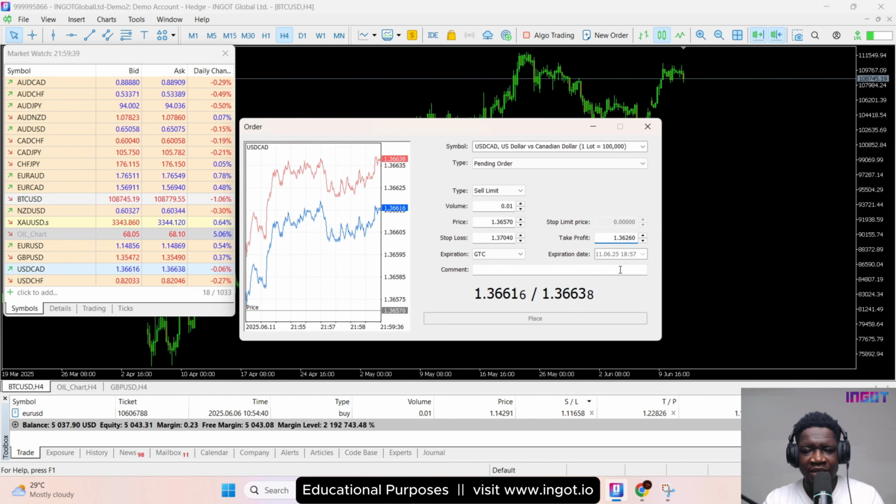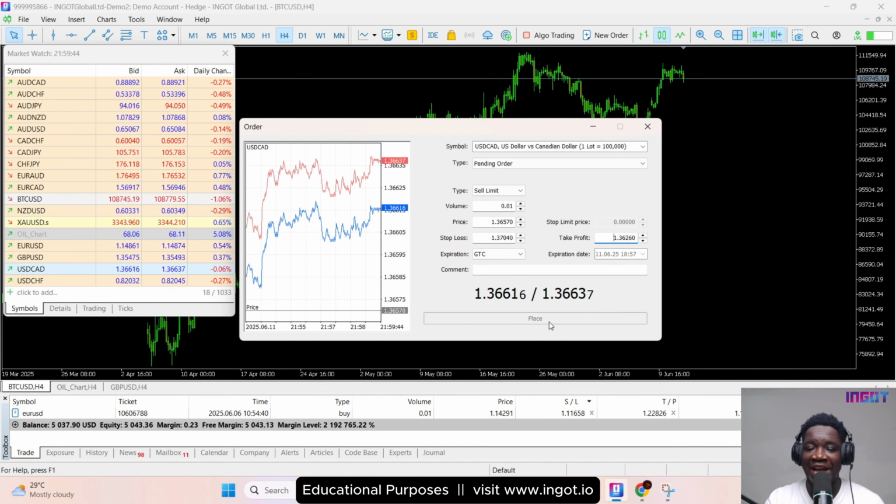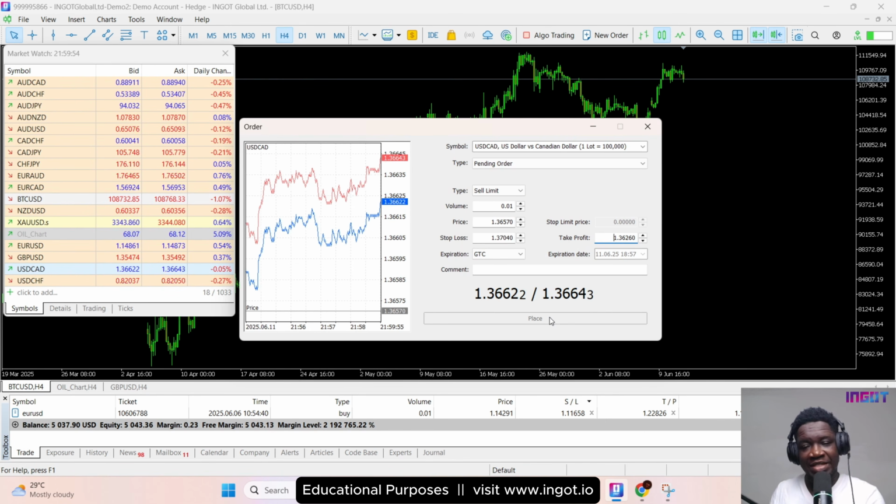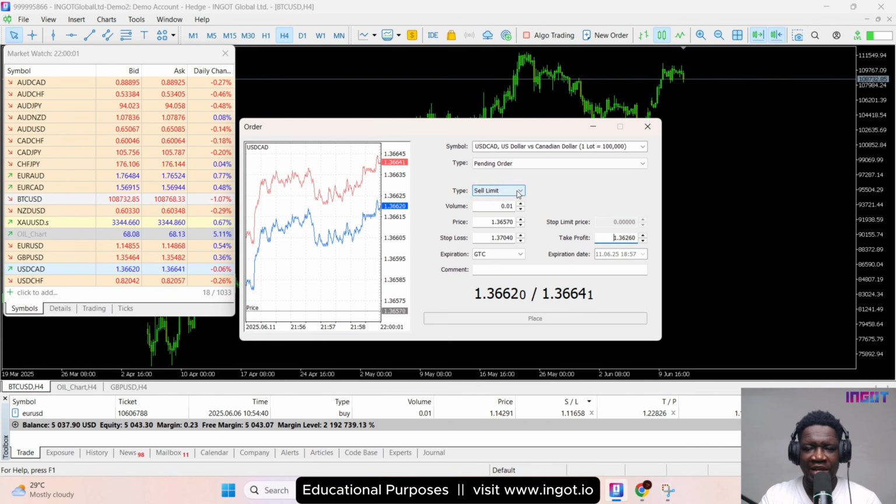Now if you look at all of this, after everything, you realize that you can see a place button here, but it is not highlighted. So even if you press it, it's not going to execute your trade. Remember, we want to sell. When a pending order is a sell, we have sell limit and sell stop. We selected sell limit, it didn't highlight. So we go back again and we select sell stop.